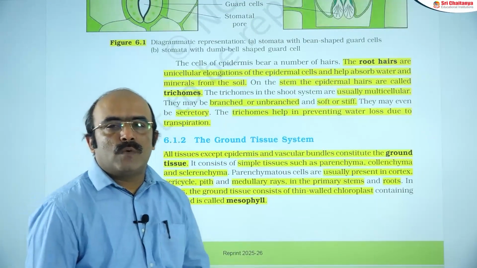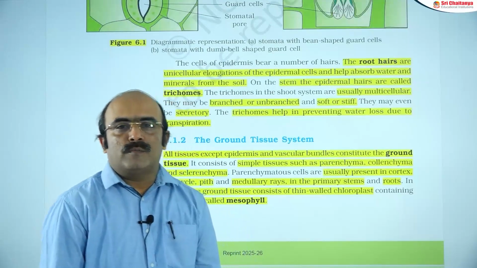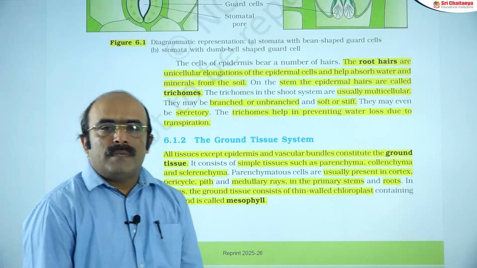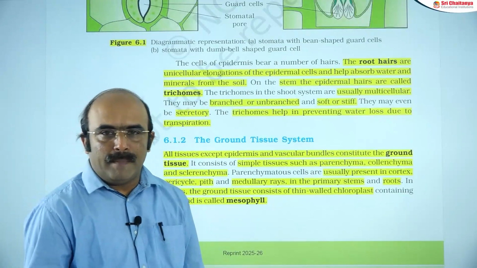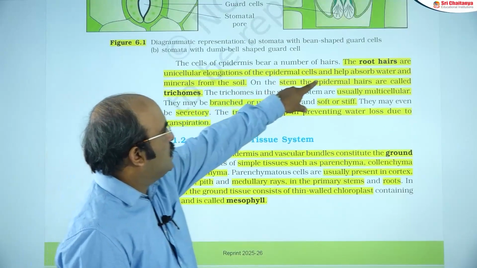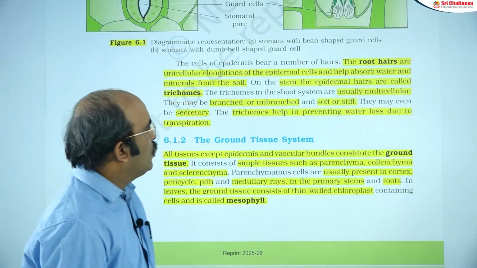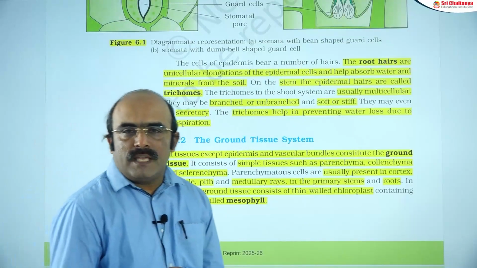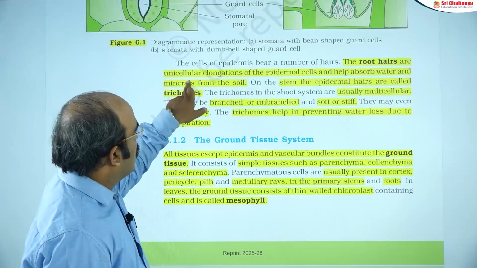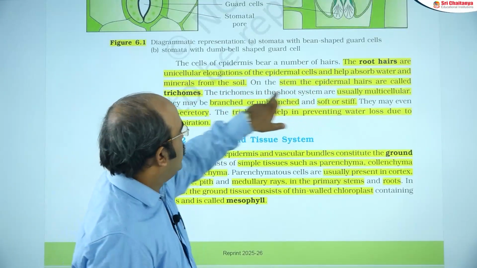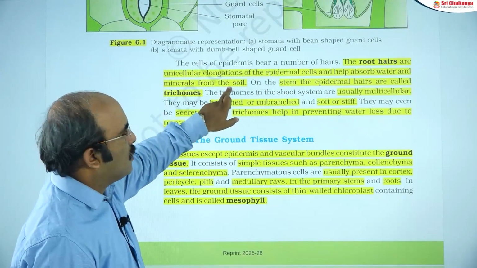Epidermal hairs which you observe on the stem are called trichomes. They are multicellular. But the extensions with regard to root epidermis, the epiblema, you will find unicellular extensions called root hairs. So the epidermal extensions with regard to root are unicellular, and they are called root hairs, and they help in absorption of water and minerals from the soil.